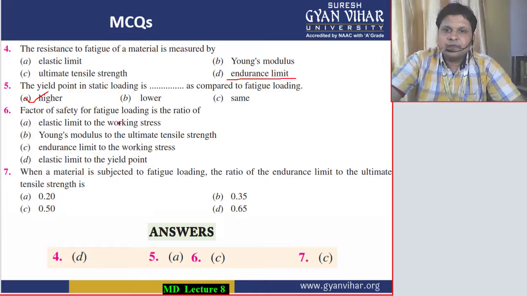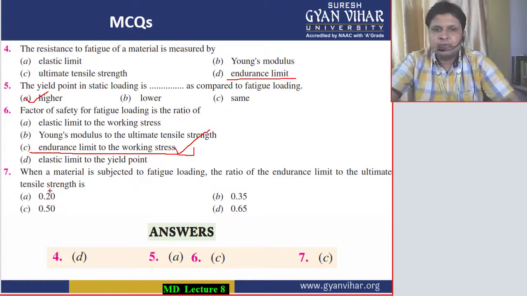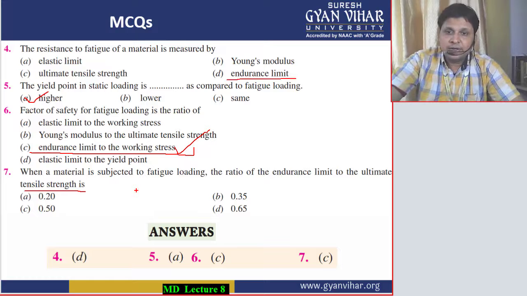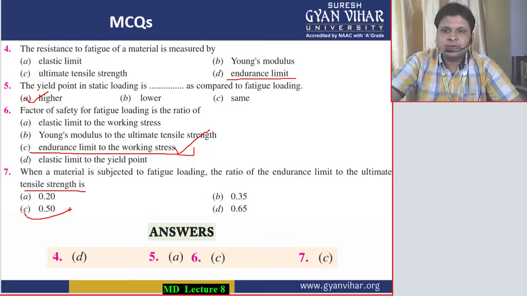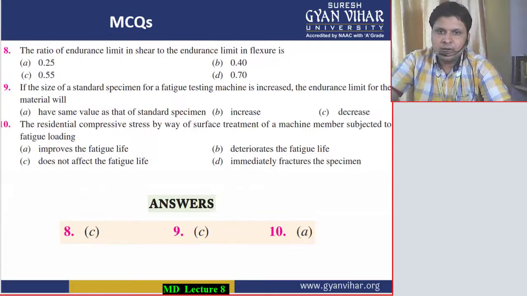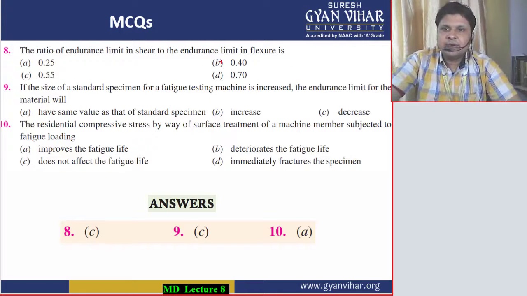Then factor of safety for fatigue loading is the ratio of, now what is factor of safety? In case of fatigue loading, it is the ratio of endurance limit to the working stress. So C is the correct answer. Then in MCQ number 7, when a material is subjected to fatigue loading, the ratio of endurance limit to the ultimate tensile strength is how much? The ratio is 0.50. So C is the correct answer. The ratio of endurance limit in shear to endurance limit in flexure is, option C is the correct option.